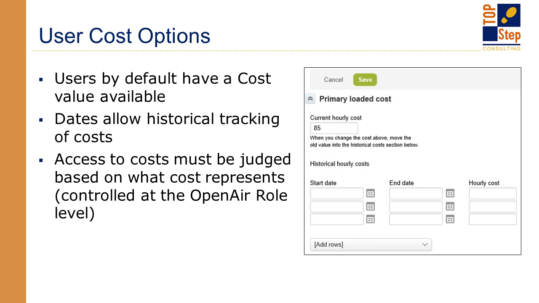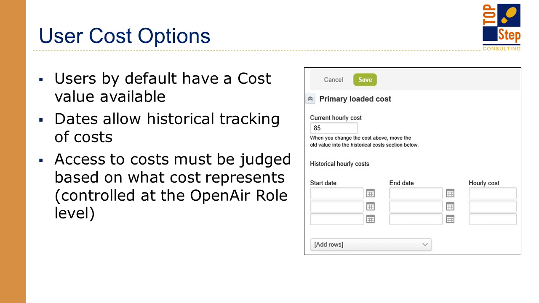User cost options. So on a user record, you have an ability to track cost. Now, if you have a desire to do project profitability, you will want to find a way to accurately put those costs into the system and ensure that you have the right security measures in place. And the best way you can control access to those costs is based on user roles. You can control who has access to the primary, secondary, tertiary costs, and you can control who can see those costs and run reports using those costs.